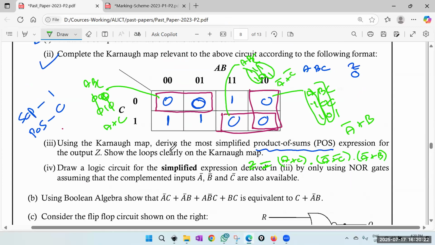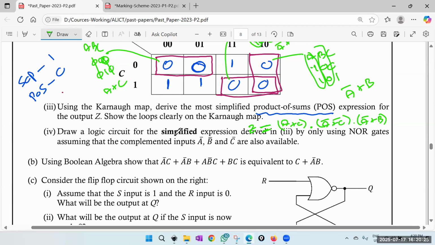So let's go into the next part. Draw a logic circuit for the simplified expression denoted in 3. That means if you have made a mistake here, definitely you don't get marks for both, because then you draw the wrong circuit. Assuming that you have got the correct circuit by only using NOR gates. You can see by only using NOR gates, assuming that the complemented inputs A bar, B bar, C bar are also available. That means you can have A bar, B bar, C bar. But you can use only NOR gates. So that is tricky.